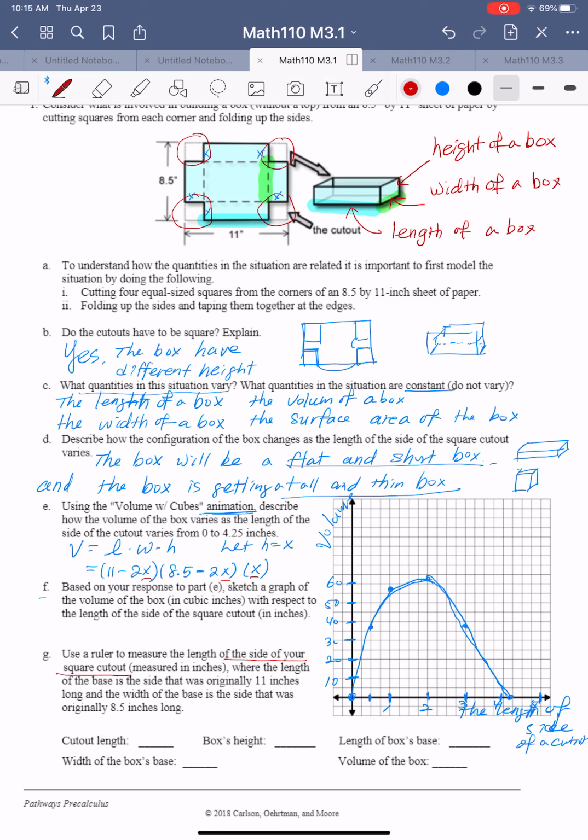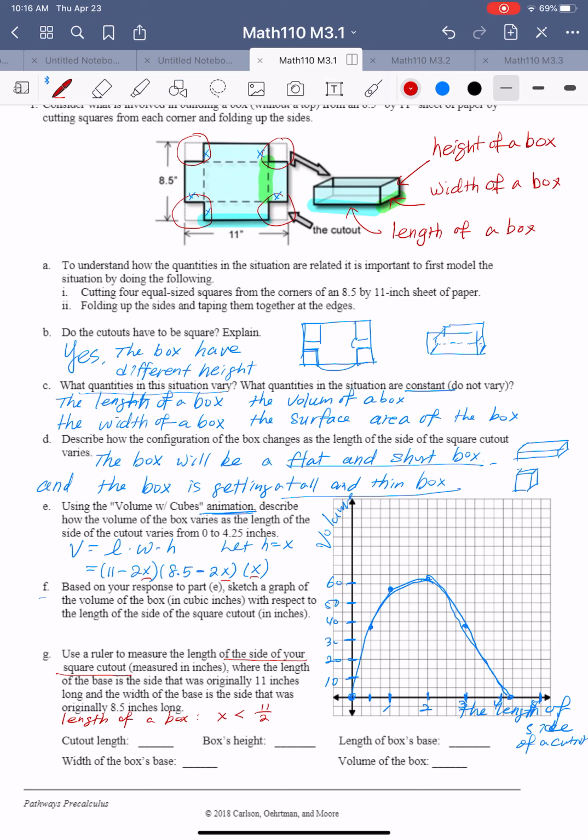Now you have to actually try to make one to see. So you need to decide what cutout length you want to choose. You can't cut out more than half of 11, because if you cut out more than half of 11, it won't make a box at all. So the cutout has to be less than 11 over 2.